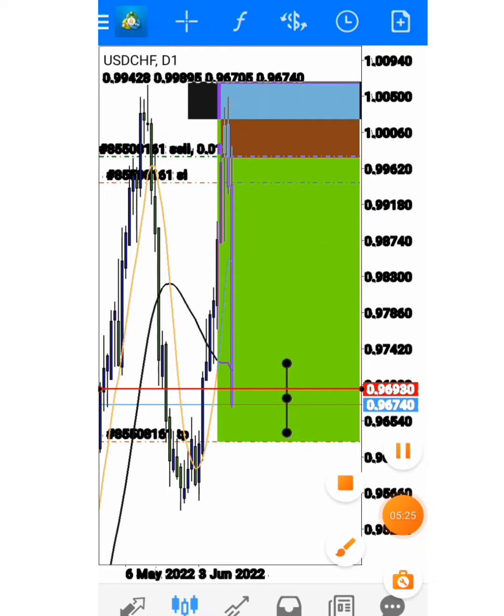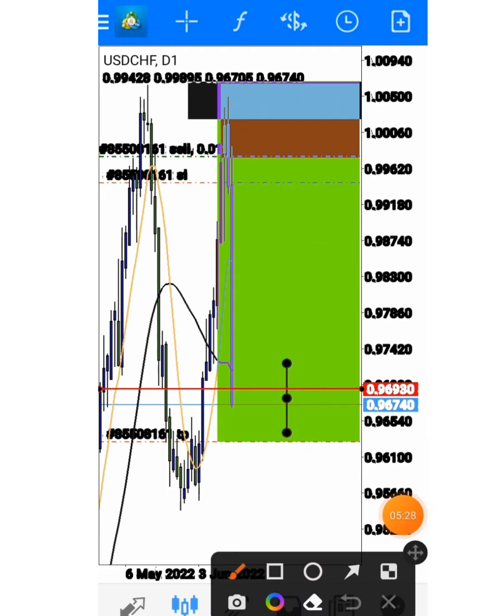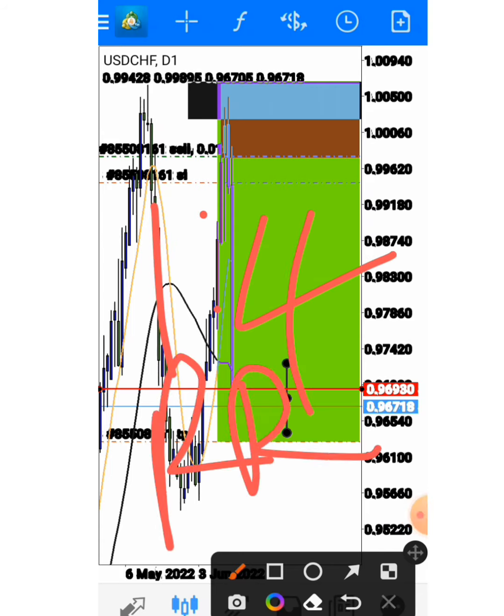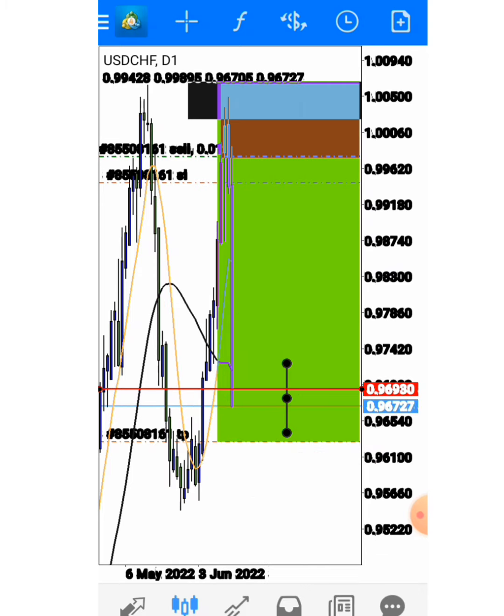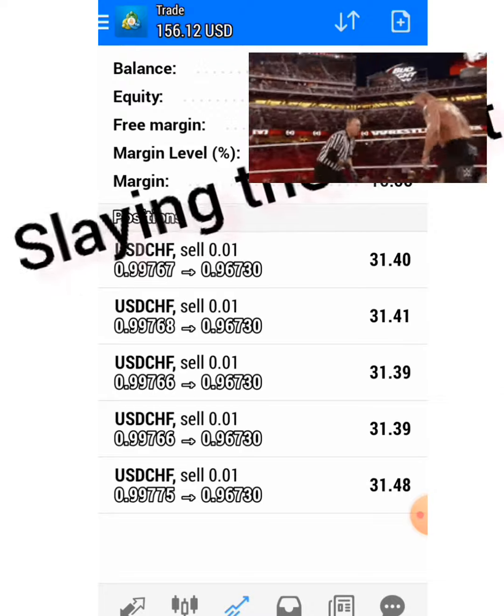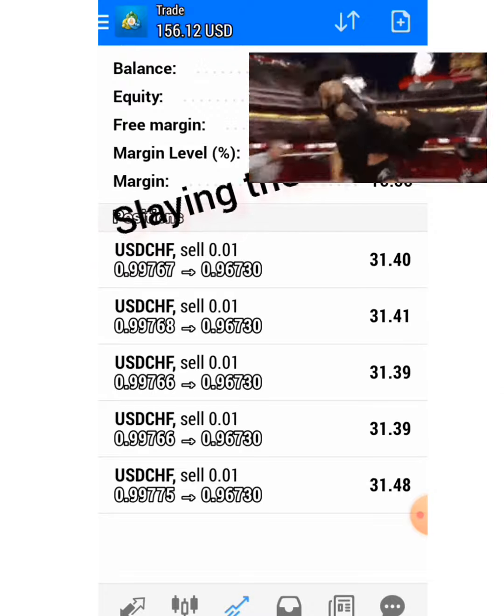So this thing is almost a 1:4 risk to reward ratio. This setup is very massive, and it happened on the daily time frame. Let me show you the profit margin with the smaller lot size of 0.01.